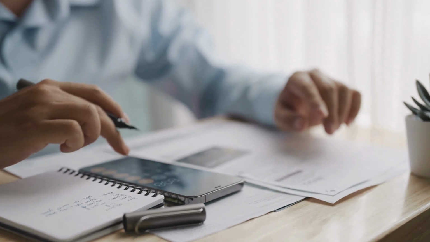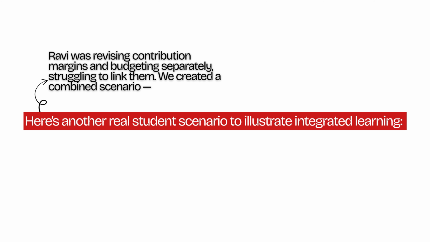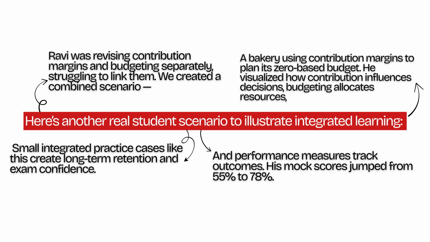Here's another real student scenario to illustrate integrated learning. Ravi was revising contribution margins and budgeting separately, struggling to link them. We created a combined scenario: a bakery using contribution margins to plan its zero-based budget. He visualized how contribution influences decisions, budgeting allocates resources, and performance measures track outcomes. His mock scores jumped from 55% to 78%. Small integrated practice cases like this create long-term retention and exam confidence.